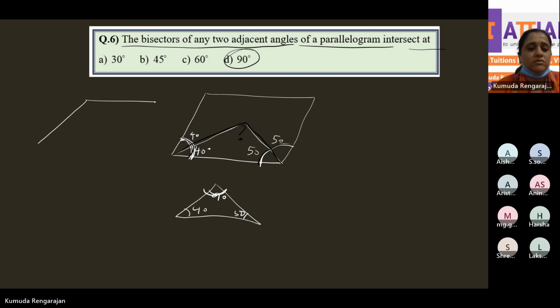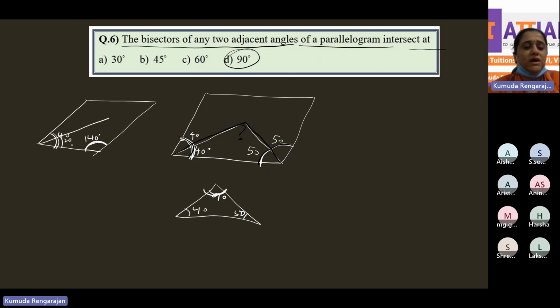So for whatever angle, see here, supposing you take 40 here. How much is this one? If this is 40, what's the measure of this angle? 140. If this is bisected, it's going to be 20 here. And if this is bisected, it's going to be 70 here. So 70 plus 20 is 90. And 180 minus 90 is 90 here.